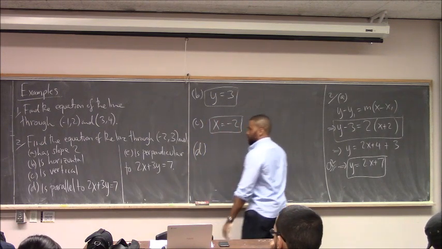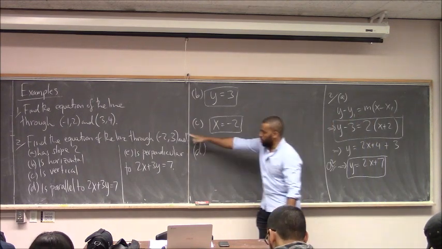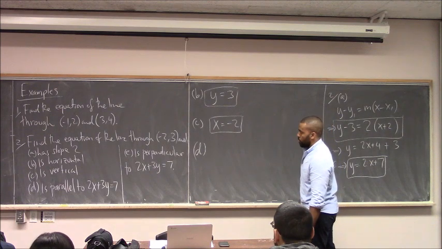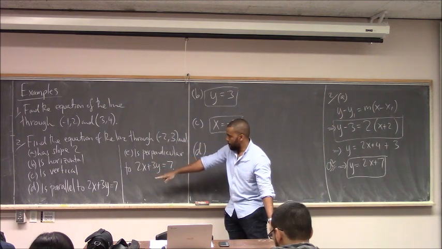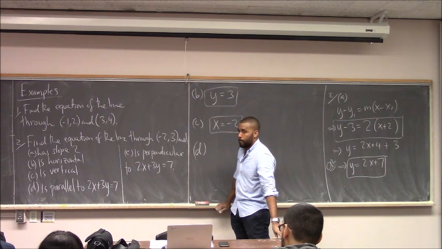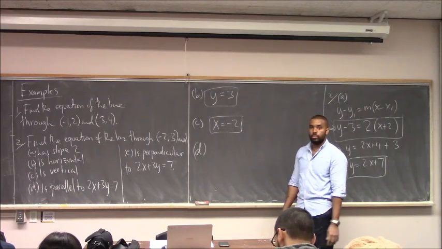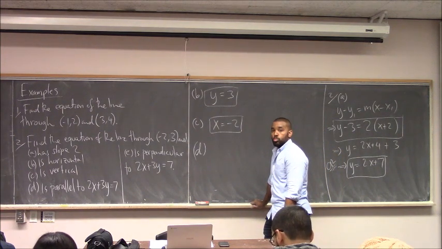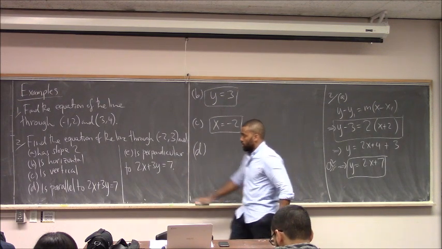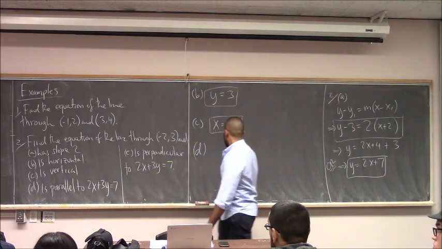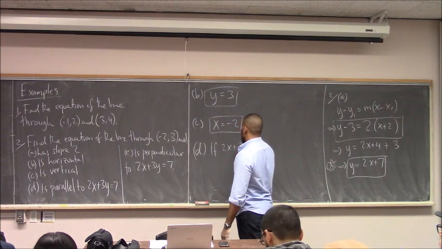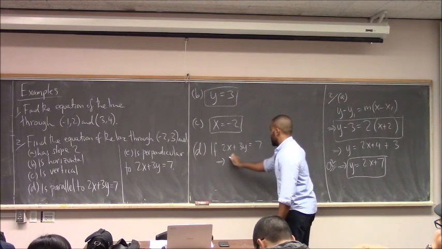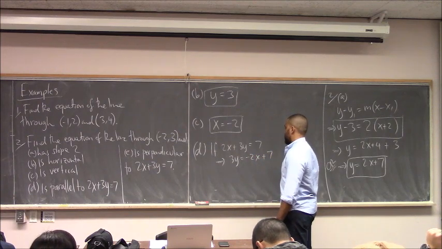D. So I know it passes through this point. It is parallel to that. How do I figure that out? I would plug in -2 and 3 into that. Why? What do we do now? We change that to y equals mx plus b. Okay, so if 2x plus 3y equals 7, how would you rewrite that? So 3y equals negative 2x plus 7, and then divide by 3.